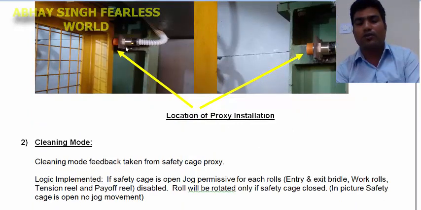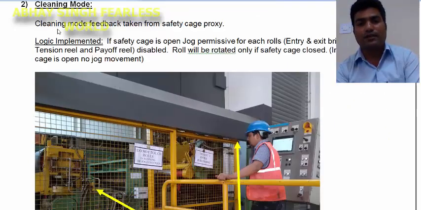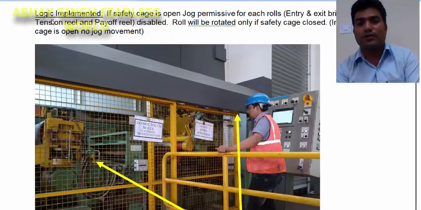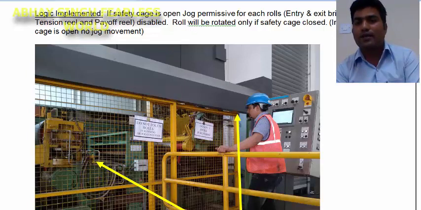Location of proxy installation. This proxy is installed so that if you open this, then the roller will not run. And second was cleaning mode. Cleaning mode feedback is taken from the safety cage proxy. That means logic implementation: if the safety cage is open, jog permissives for each roll, entry and exit bridle, work roll, tension reel and pay off reel are disabled, and the roll will be rotated only if the safety cage is closed.